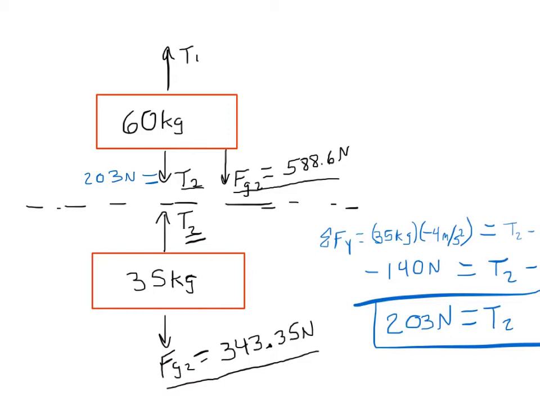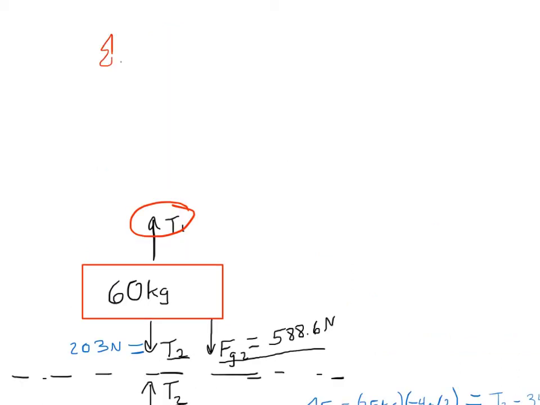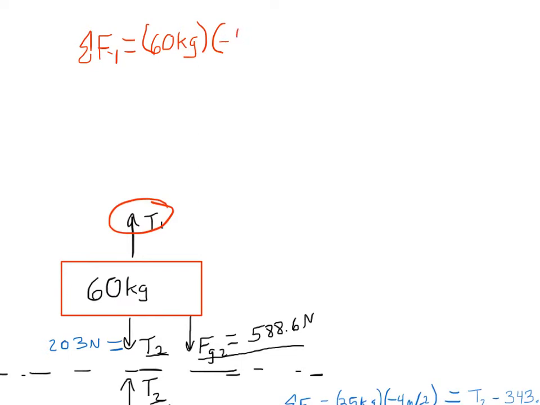So to find tension 1, we now solve again except for the top half. So we start over. So we say that the net force in the y is going to equal the mass, which is 60 kilograms, because we're going to assume these ropes are weightless, times negative 4 meters per second squared. And that's going to equal all our forces acting in the y, which is a T1 pointing up, minus the T2, which is 203 newtons, minus 588.6 newtons. That's coming from here and here.